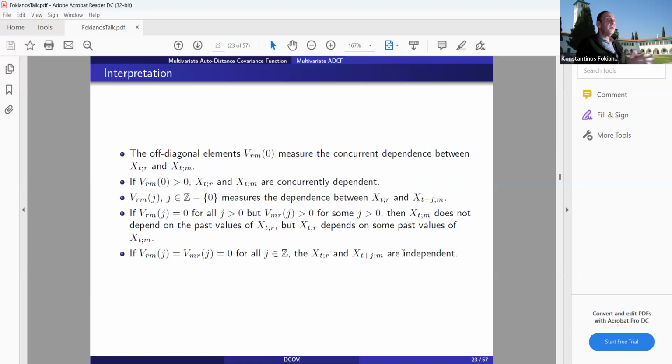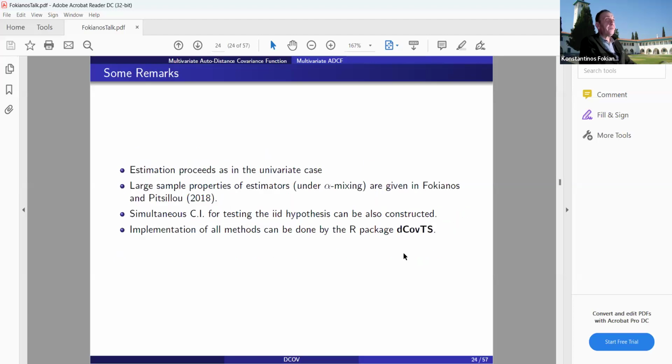You can say a few more things about interpretation, but it's a clear interpretation that we can actually talk about. We can interpret this matrix the same way we interpret the autocorrelation matrix or the autocovariance matrix.